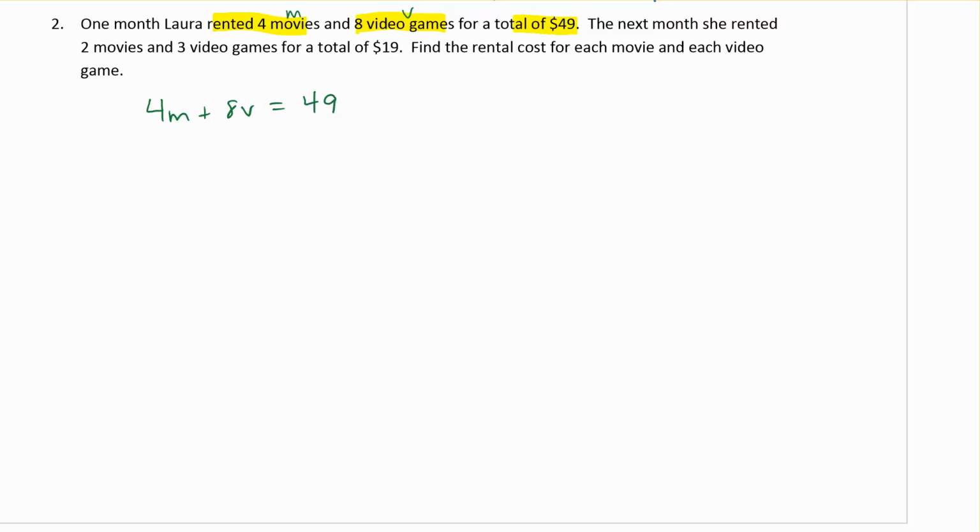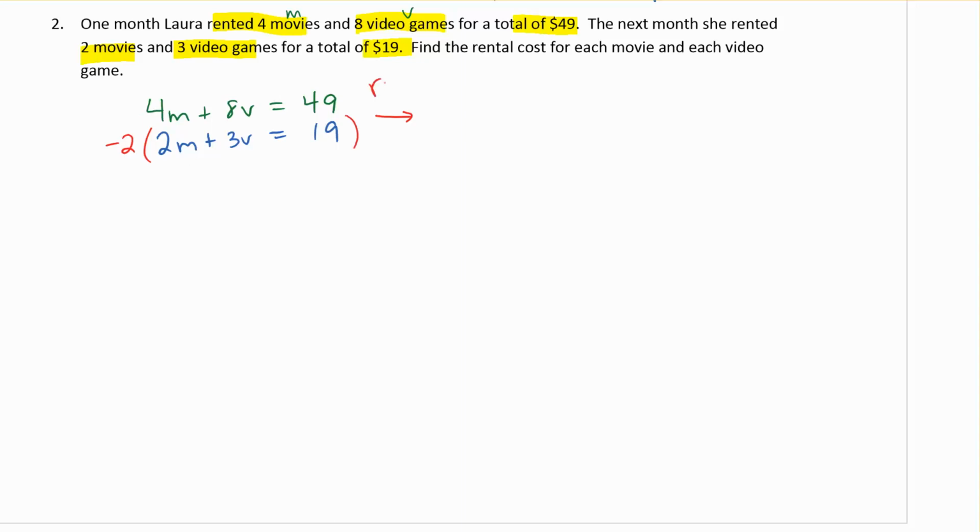And then the next month, she rented 2 movies and 3 video games for $19. So there's my second equation. 2M plus 3V is equal to $19. So now I want to figure out how I can get a letter that's going to cancel. So if you look at the M's, notice that you have 4 and 2. If I multiply the bottom by -2, I will get a -4 coefficient, and then that would cancel.